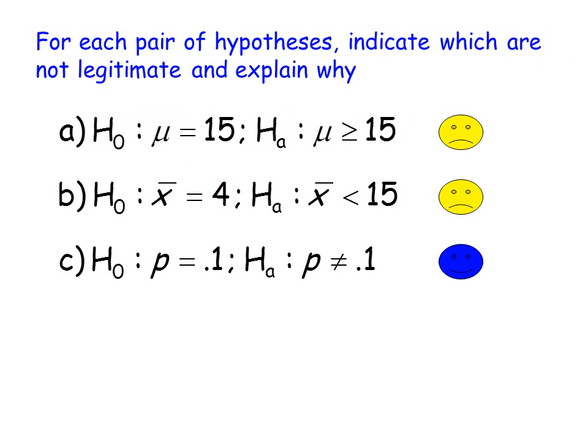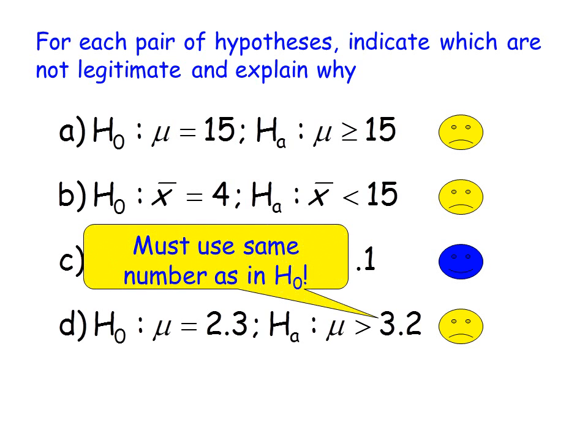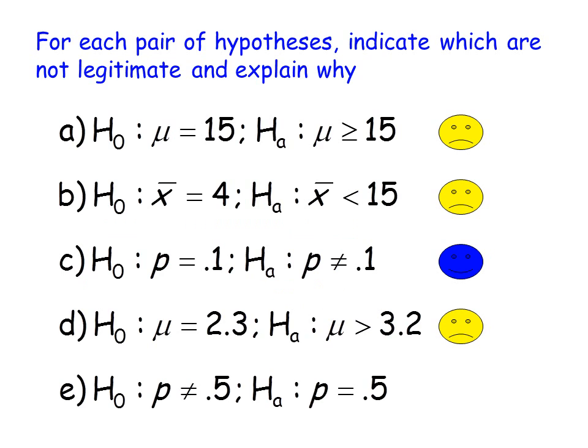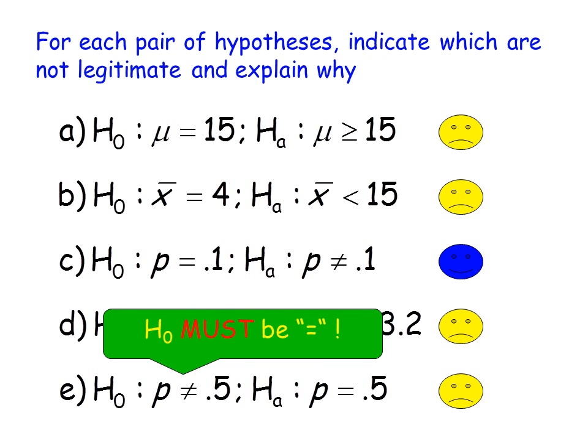This one is good. We have our population parameter, which is p, and we have equal to for our null hypothesis and not equal to for our alternative. This one's not good. Both values have to be the same in the null and the alternative hypothesis. And lastly, this one's not good either because our original hypothesis, H naught, has to be equal to no matter what.